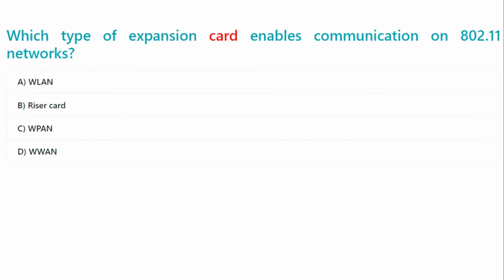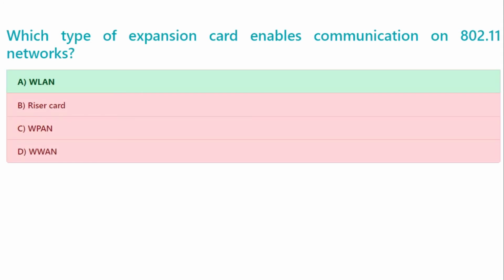Which type of expansion card enables communication on 802.11 networks? A. WLAN. B. Riser card. C. WPAN. D. WWAN. The correct answer is A. WLAN.